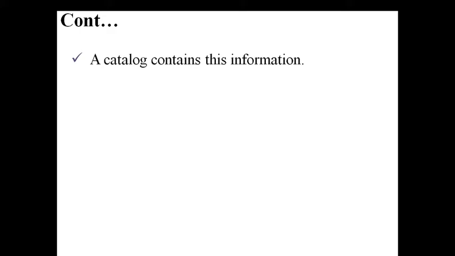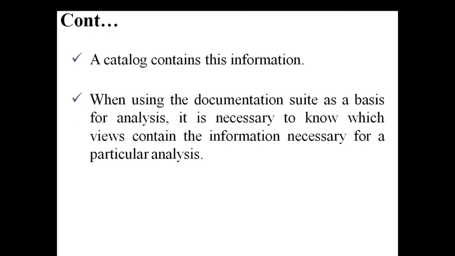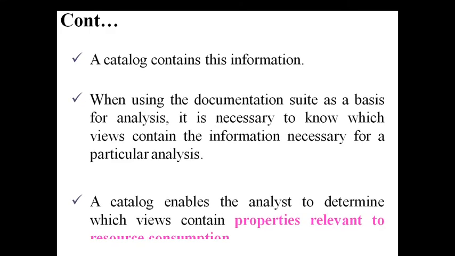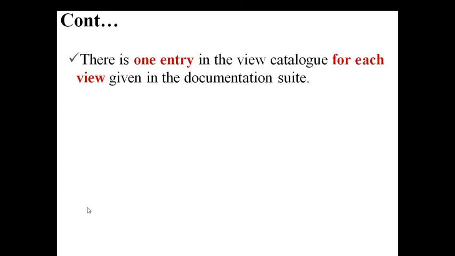A catalog about the views contains one entry for each view. How many views do you have? We have 3 main views actually. If you want to include a few more, each one contains one entry. What are those?